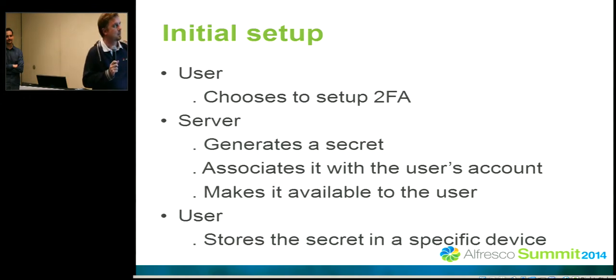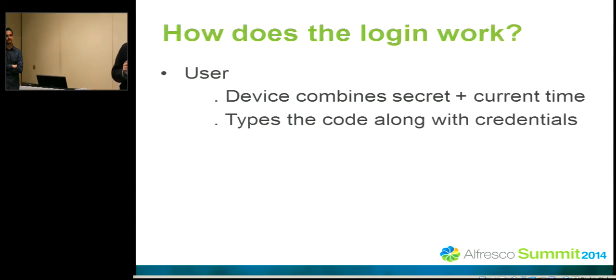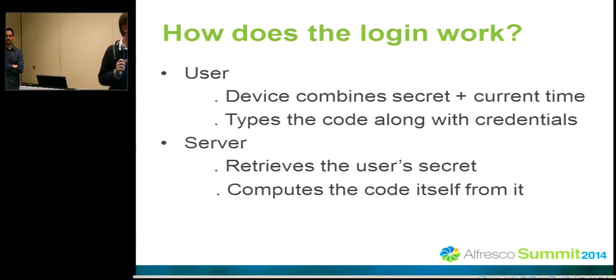How it works: the user chooses to set up the authentication in the user profile. Then the server will generate for him a unique secret, and it will make it available so that the user will be able to store it in his smartphone. After that, the application installed on the smartphone will make available a passcode that the user will have to type along with the other credentials, username and password.